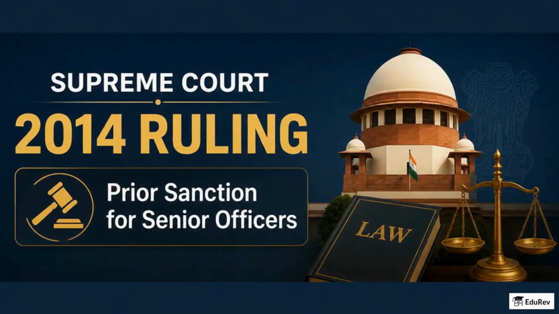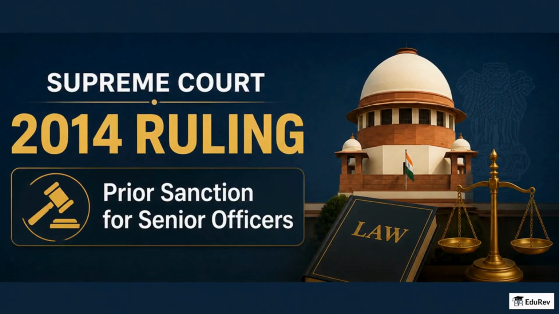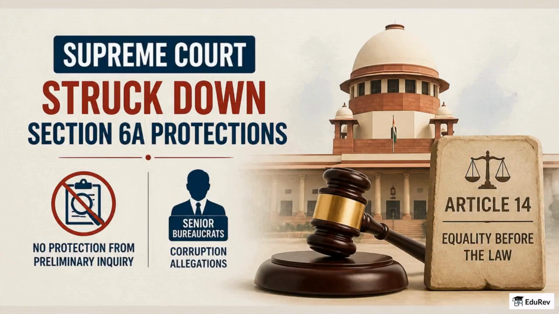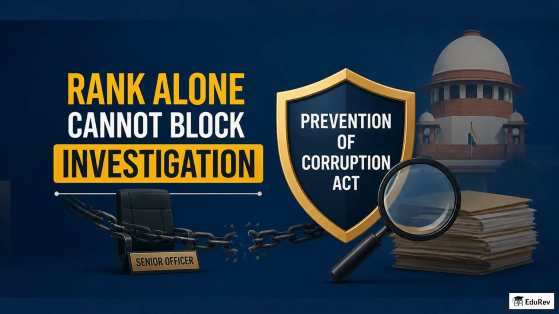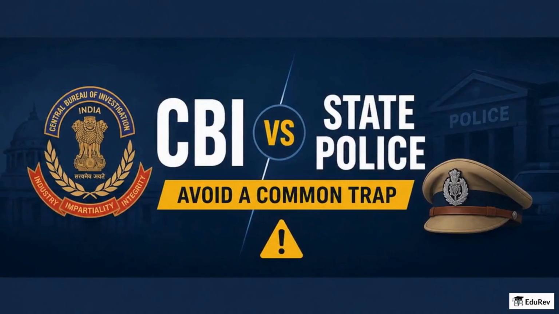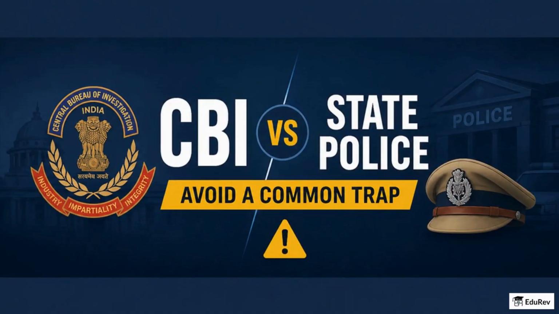Another important legal change came from the Supreme Court in 2014 regarding prior sanction rules for senior officers. The court struck down Section 6A protections that prevented even preliminary inquiry into corruption allegations against senior bureaucrats, citing equality under Article 14. This means rank alone cannot block investigations under the Prevention of Corruption Act, which is a strong exam point. Now compare the CBI with state police to avoid a common trap.